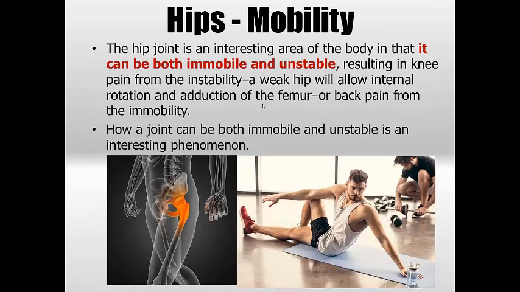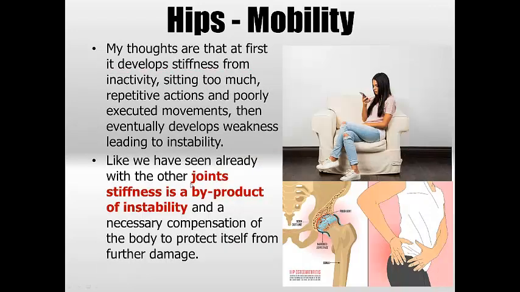The hip joint is quite an interesting one, a bit like the shoulders in a way, because it can be both immobile and unstable, which sounds counterintuitive or contradictory, but this can result in knee pain from the instability. A weak hip will allow the internal rotation and adduction of the femur, but it will actually still present as stiff, even though it's weak, because stiff doesn't mean necessarily strong. So how does it, it seems weird. How can it be both immobile and unstable at the same time? But very often it is.